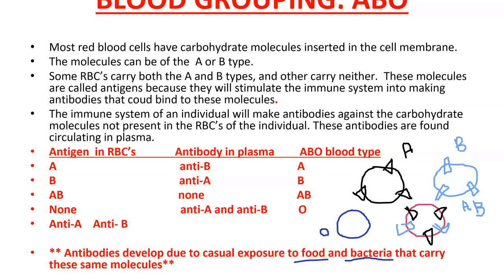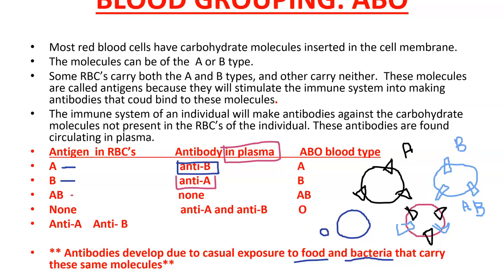So, an individual who has the A complex carbohydrate on the surface of their red blood cells, when exposed to the B carbohydrate, their immune system will begin to make antibodies against the B carbohydrate. An individual who's carrying the B carbohydrate on the surface of the red blood cells, when exposed to the A carbohydrate through bacteria and foods, their immune system will respond by making the anti-A antibody. These antibodies will be circulating in the plasma of the individual.